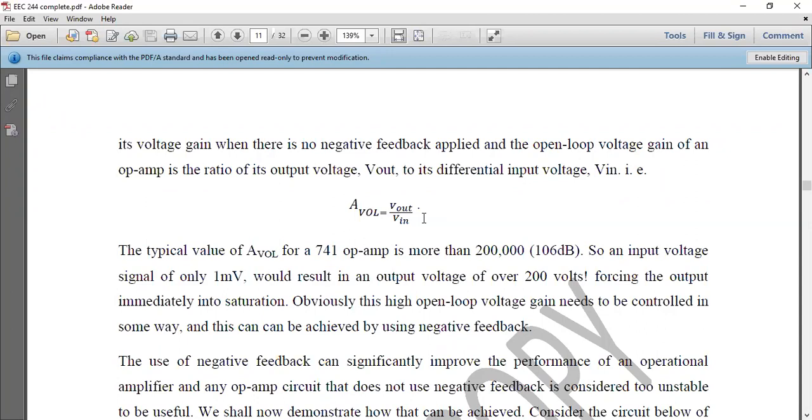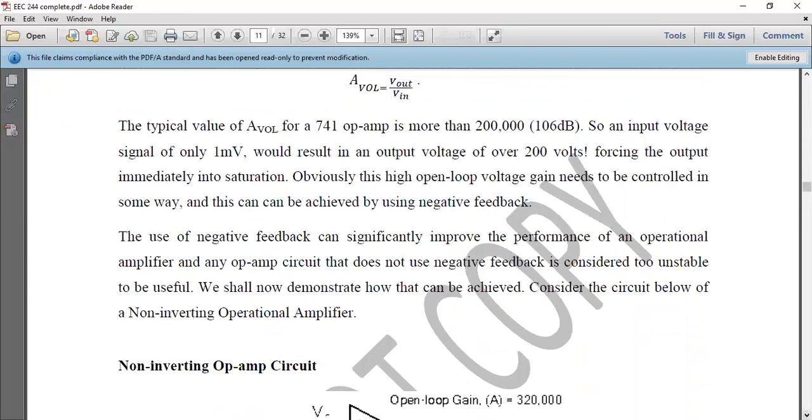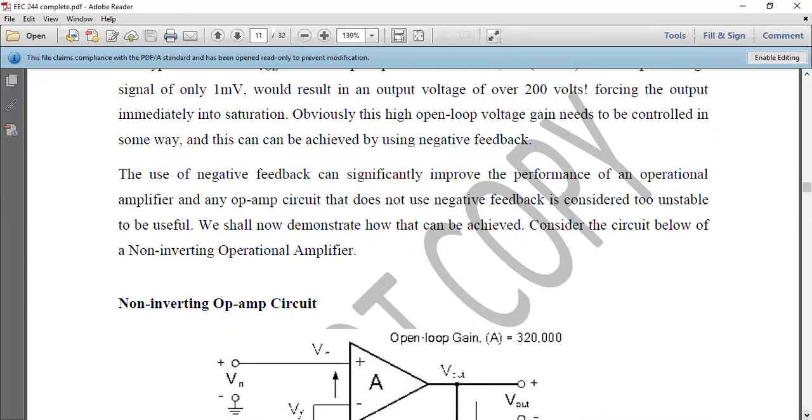But in that open loop case, the amplification will be high, really, but it will be so unstable. The output voltage will be fluctuating. So for that reason, we need a negative feedback. Negative feedback, number one, reduces the gain of the amplifier. Number two, it ensures high stability. It does not allow the output voltage to fluctuate anyhow. And that is a very good advantage. It creates high stability, even though the gain of the amplifier is reduced. So the use of negative feedback improves the performance of an operational amplifier.